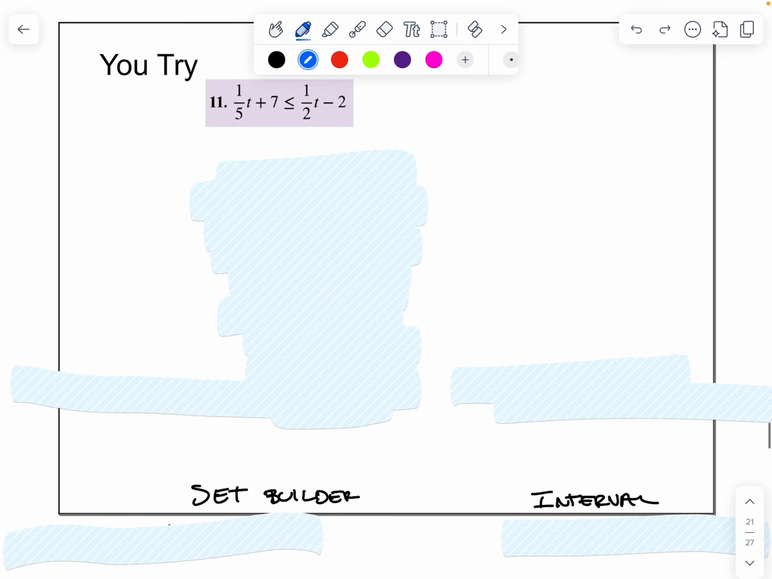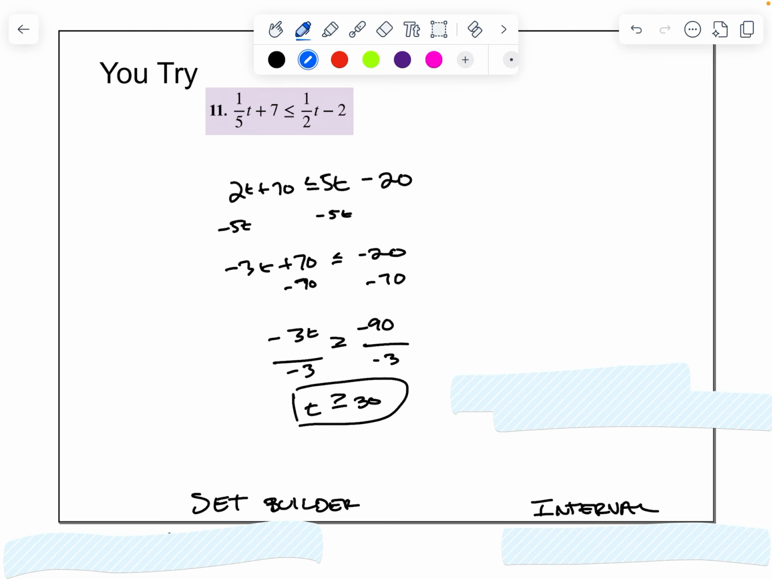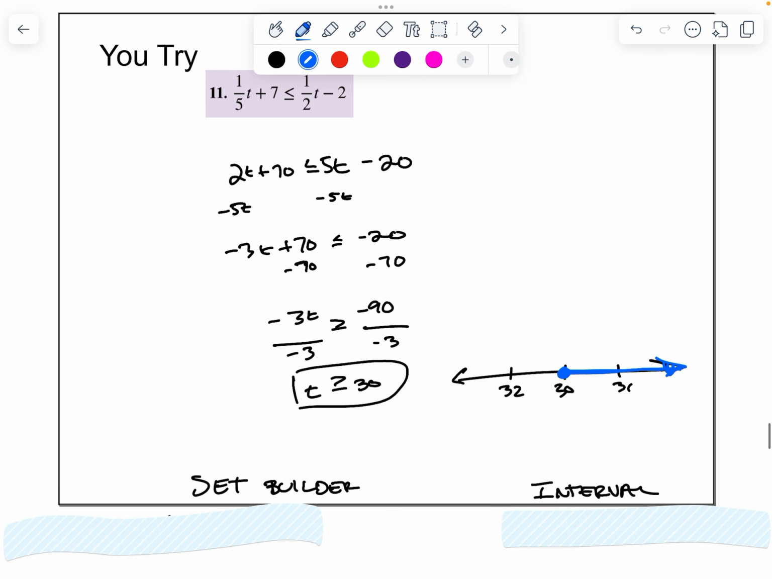All right, try this one. I'm going to uncover my work here. That's what my work looked like. This is what my graph looks like. My set builder notation and interval notation.